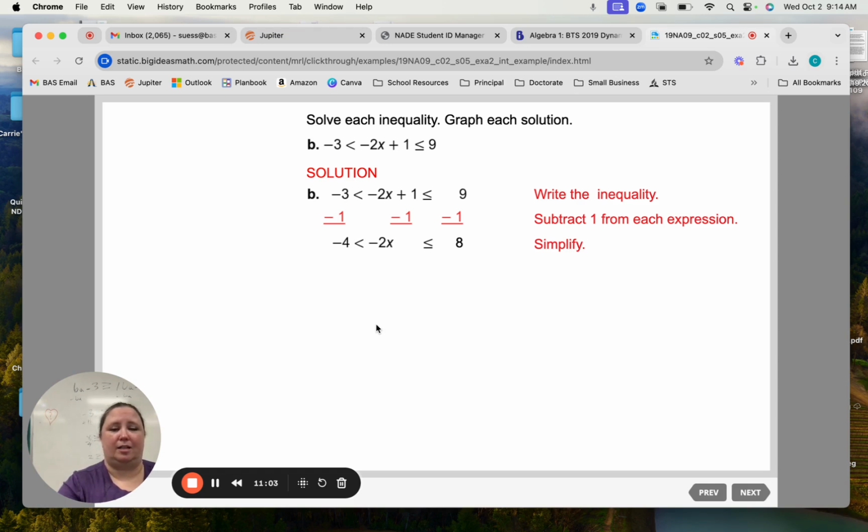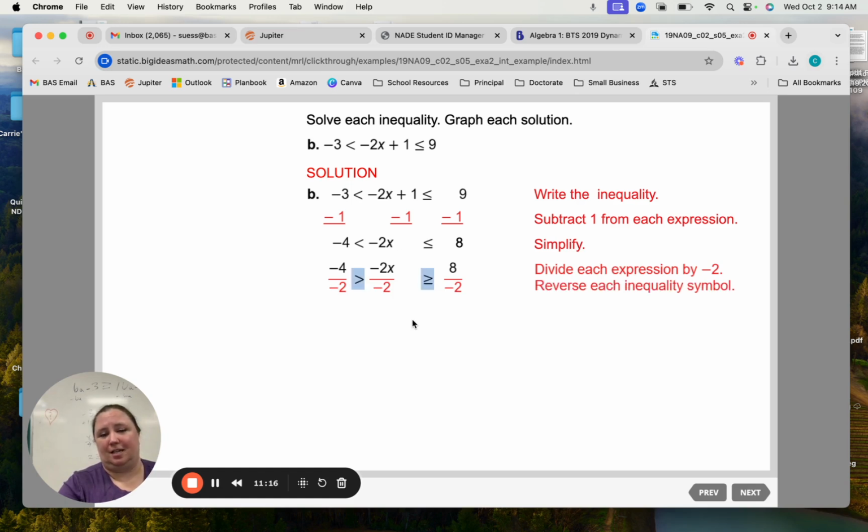Here's one other thing you got to catch. Now to get the x by itself, what are we doing? Divide by -2. What happens? You have to flip. Hey, y'all are so smart. When you divide by a negative, the signs all switch. Yes, because you divided by a negative. So flip the signs and rewrite. -4 divided by -2 would be 2, and then 8 divided by -2 would be -4. So now you see you have 2 greater than x, which is greater than or equal to -4.